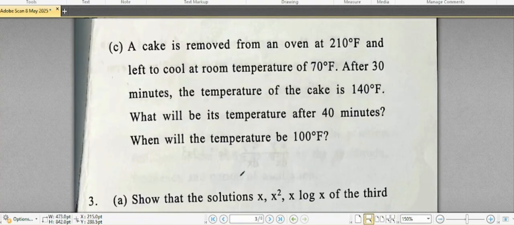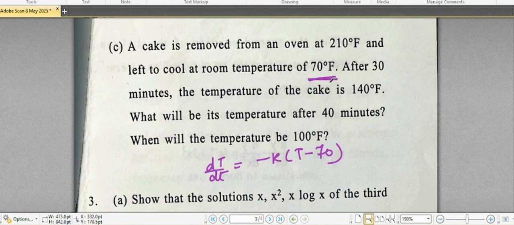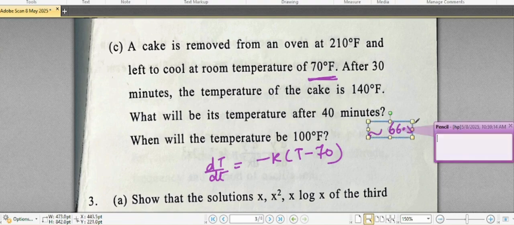The third part of the second question is based on Newton's law of cooling. Again, it's the same question, which is as it is in the book. The figures are the same, so you can easily use Newton's law of cooling: dT by dt is minus k(T minus 70), because the temperature of the surrounding medium is 70 in this case. Using the assumptions given here, you can easily verify that the temperature will be 100 degrees Fahrenheit in approximately 66.5 minutes.